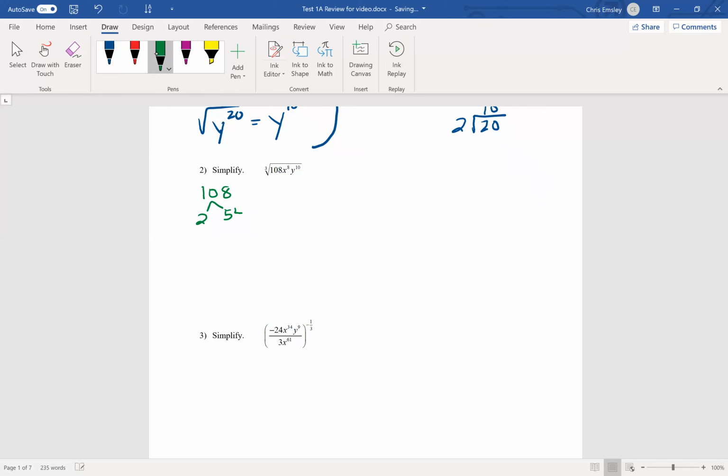So ignore the exponent for a minute. Just look at what's inside the parentheses. Negative 24 divided by 3, well, that can be simplified. That's negative 8. We have x to the 34th on top, x to the 61 on the bottom. Remember, when we're dividing, we subtract those two exponents. We end up with x to the 27 on the bottom. And the y's, there aren't any y's to be canceled, so that just stays.